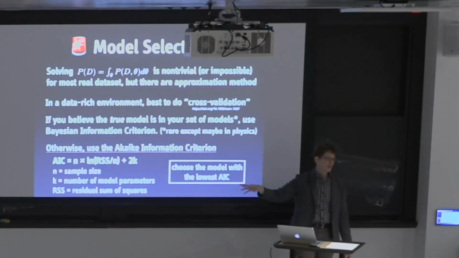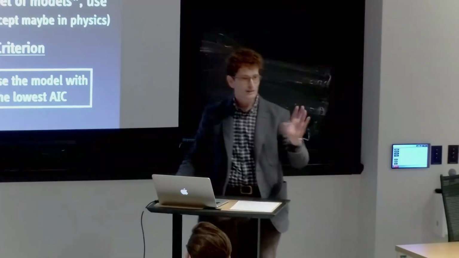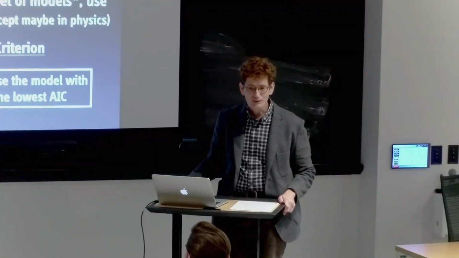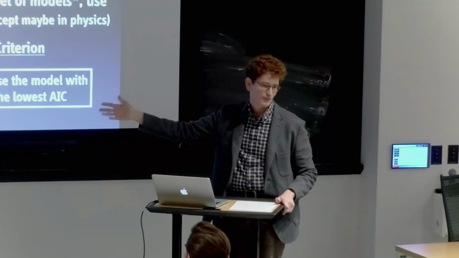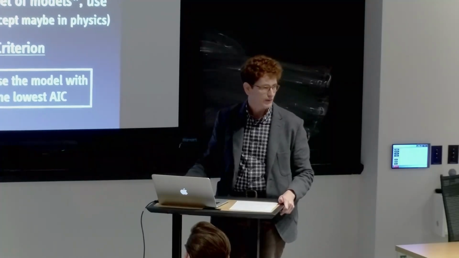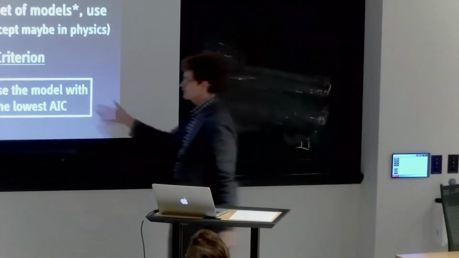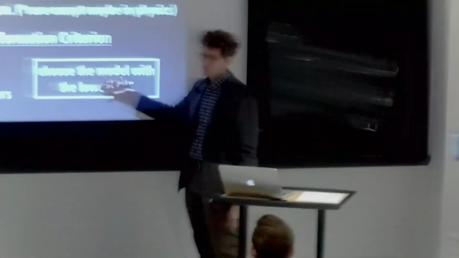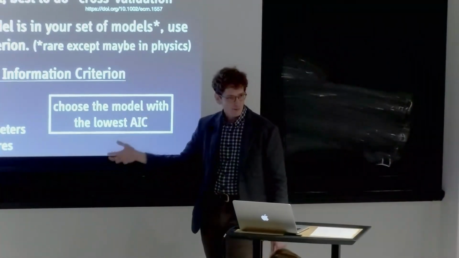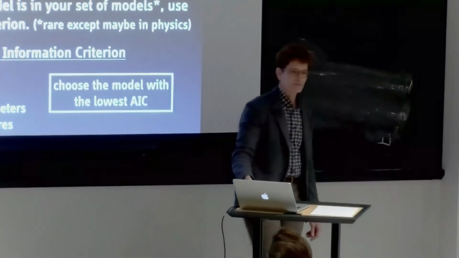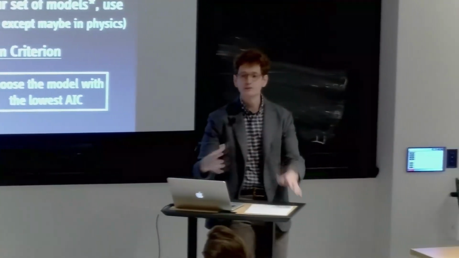Basically, if you run any data through NumPy or something, it has a way of calling for this value, and you can get out the value. What you do is you get this number out for every model, and you just choose the model that has the lowest AIC. That is the model that contains the most possible information.